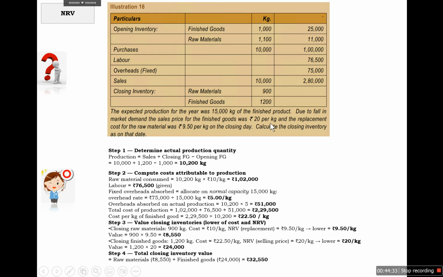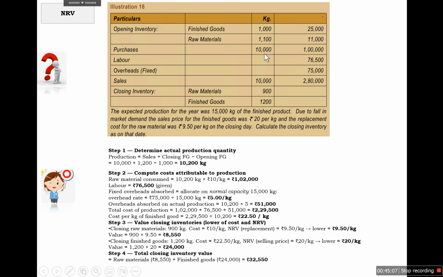So now we need to calculate the cost of this production. Here it is given that normal capacity is 15,000 kg, but we have produced only 10,200 kg. So this is subject to the capacity loss because the actual capacity is lesser than the normal capacity. We need to calculate how much raw material we have consumed for producing 10,200. So it is 10,200 into 10 per kg.